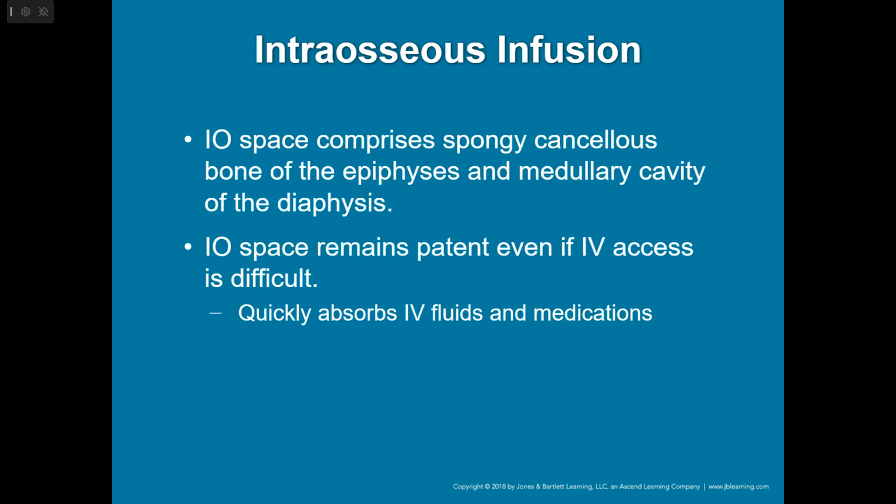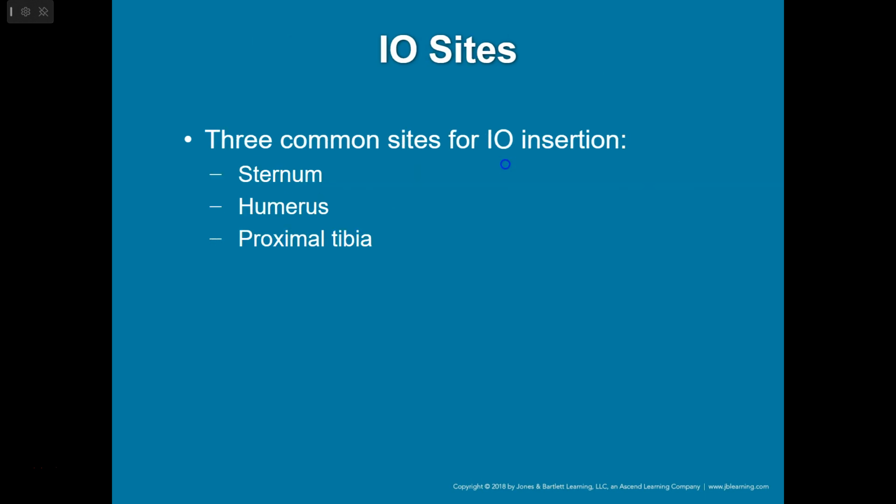IO space remains patent even if IV access is difficult. Quickly absorbs IV fluids and medications. So if you can't get an IV for whatever reason, you've tried and tried and tried, and you have to have vascular access, go with an IO. It is expensive. They do cost a lot more per attempt, but it's a lot less risk for errors and works really well.